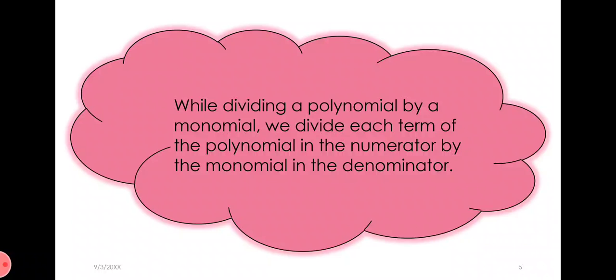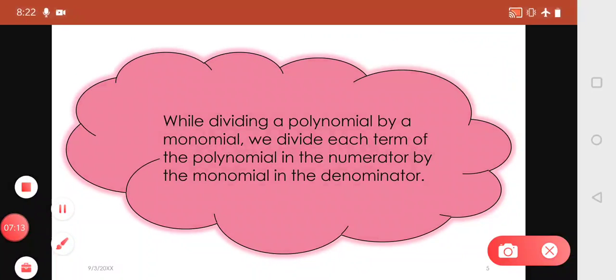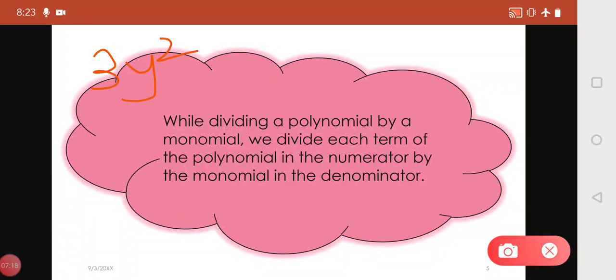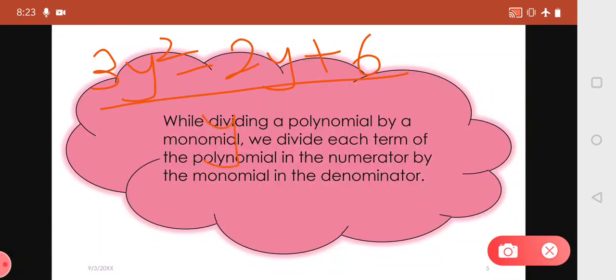And the last point, while dividing a polynomial by a monomial, we divide each term of the polynomial in the numerator by the monomial in the denominator. Now for example, suppose we are dividing 3y square minus 2y plus 6 by y.